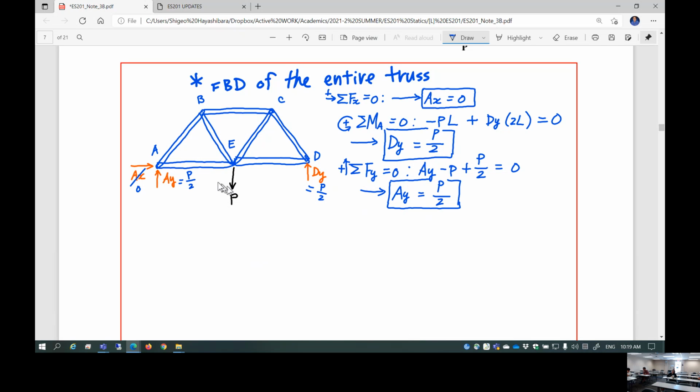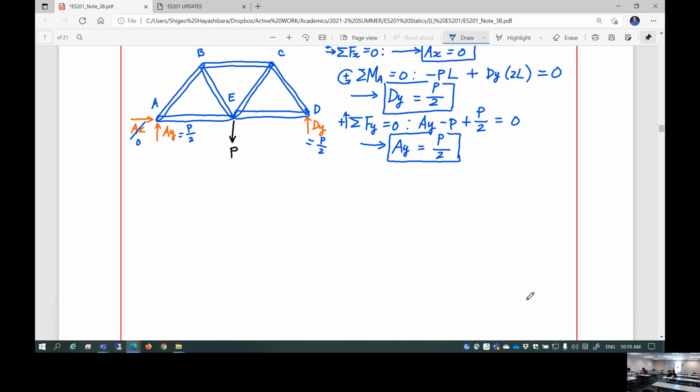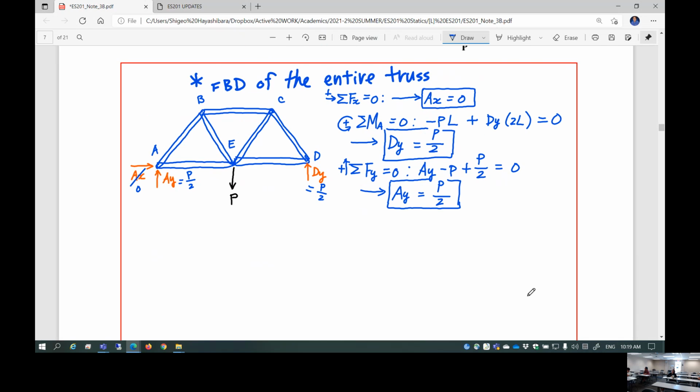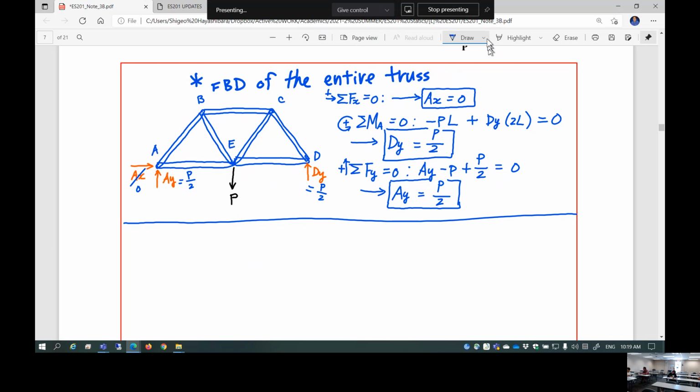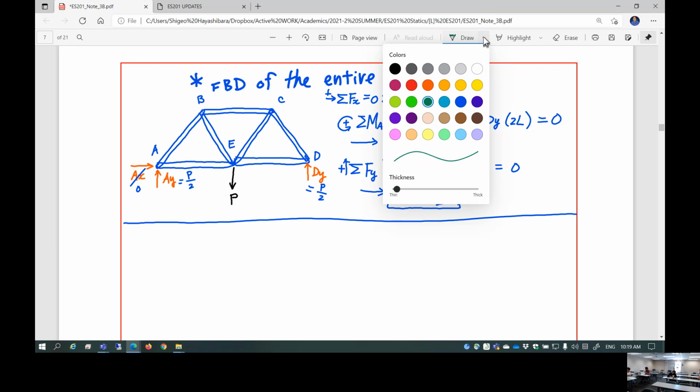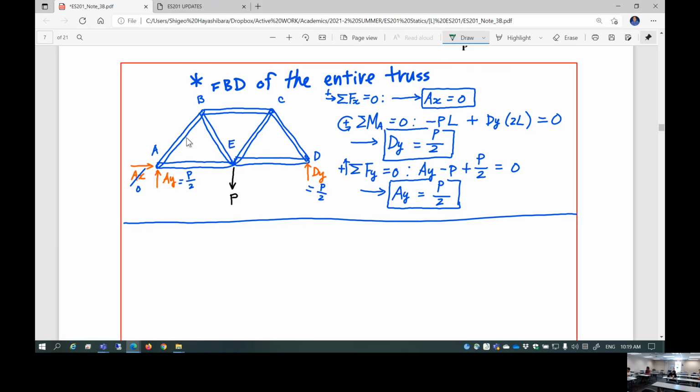Half of the P is supported at joint A, and half of the P is also supported at joint D. Of course, it's kind of common sense. You can kind of tell. So this is the first step. Now you found the support reactions. Next step, you're going to take a look at joint by joint. I think my strategy is I want to find out.